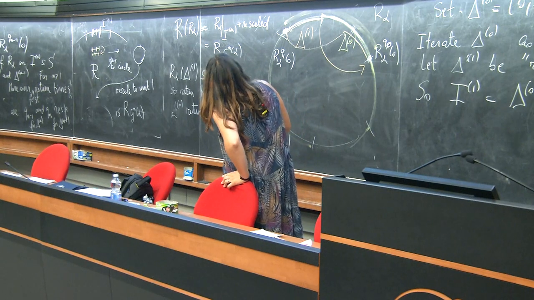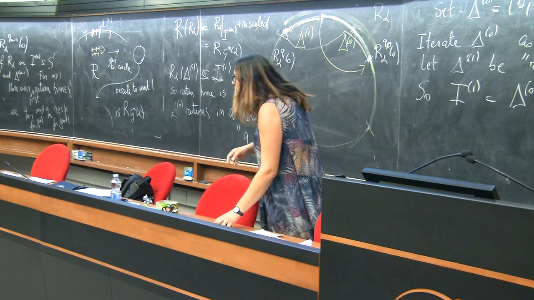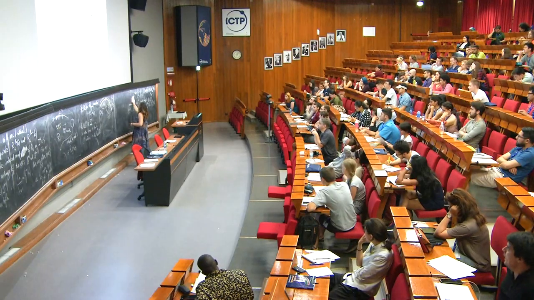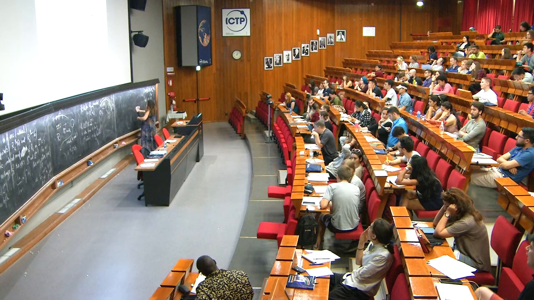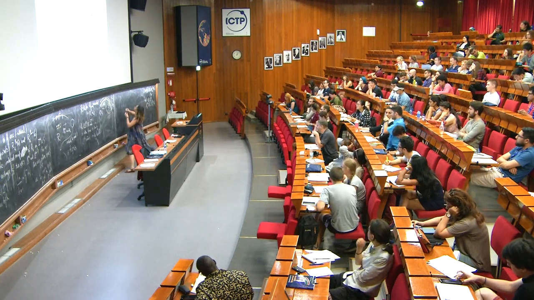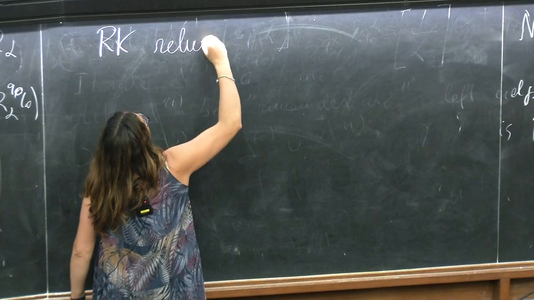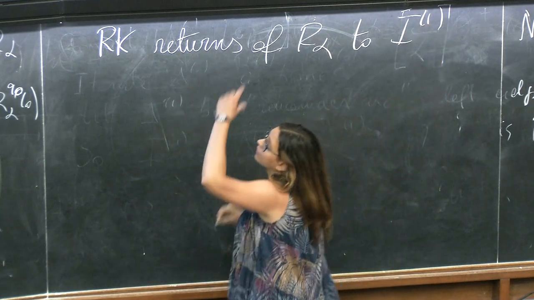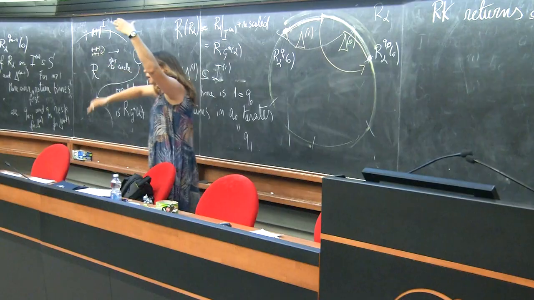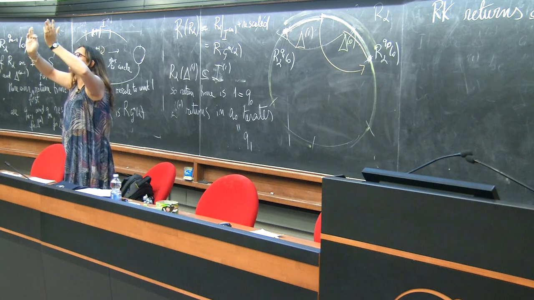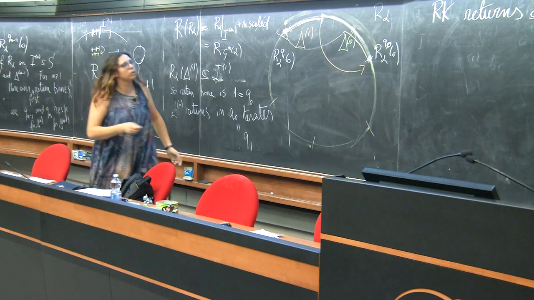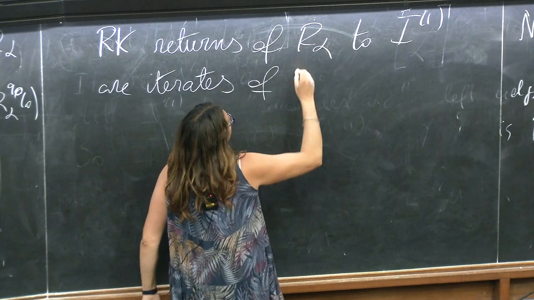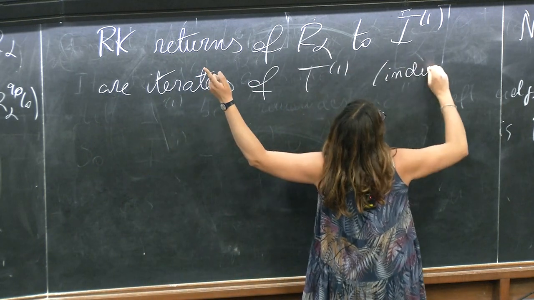What happens next? Now I need to induce on a smaller interval inside the yellow, which I don't know yet what it is. But first, let me remark that if I look at returns of the rotation to this I1, every time I return to the yellow interval, I can forget what happens in between. When I return to the yellow interval, I'm actually doing one iterate of the induced map. So returns to I1 are iterates of T1. T1 is this induced map, this exchange of these two intervals.